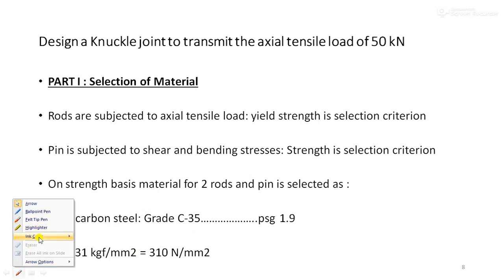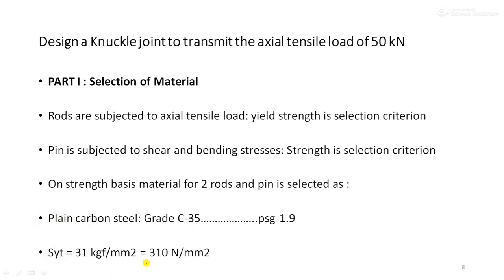Okay, so why have I selected C35? That was the point. There are different grades available here: you can go for C20, C30, or C40. You have already understood the criteria for selection of material: availability of the raw material, cost, manufacturing considerations, and the loading conditions.